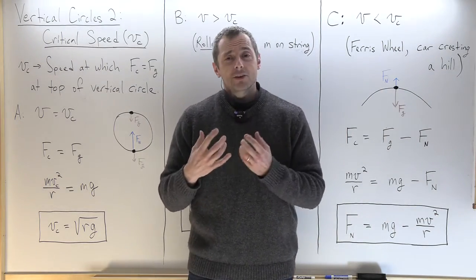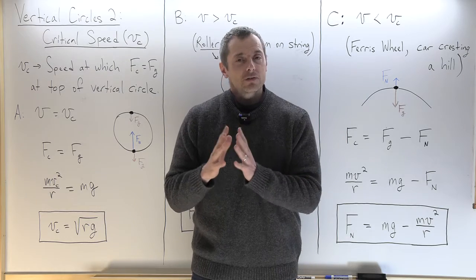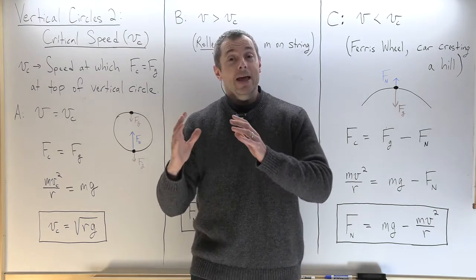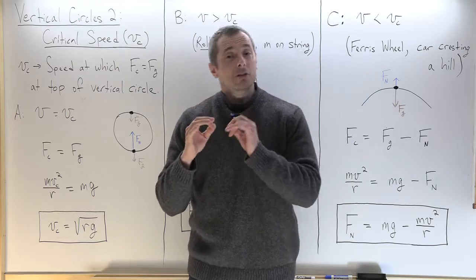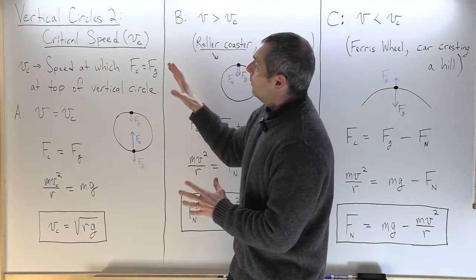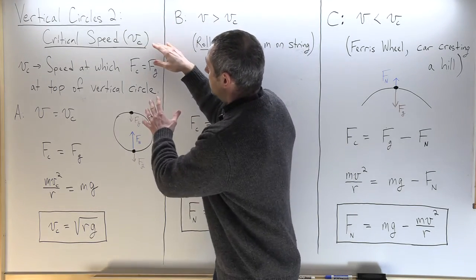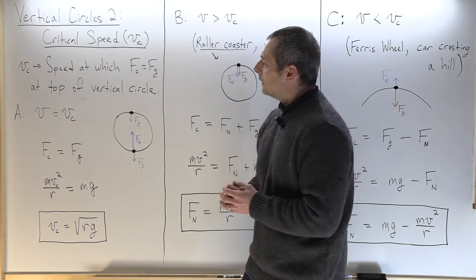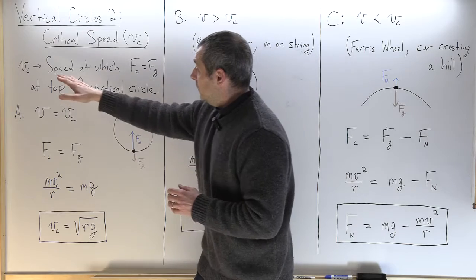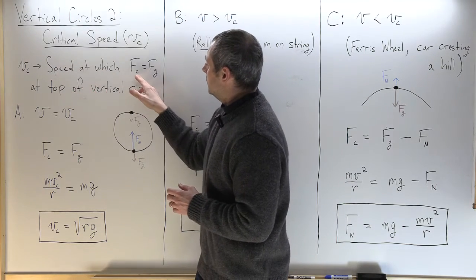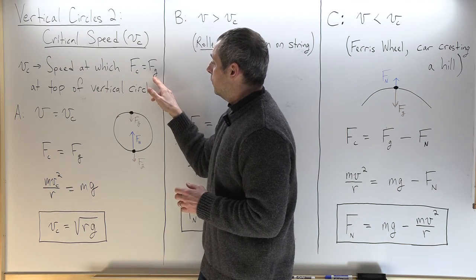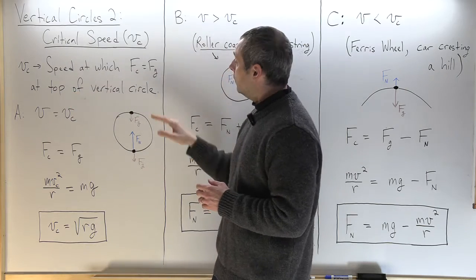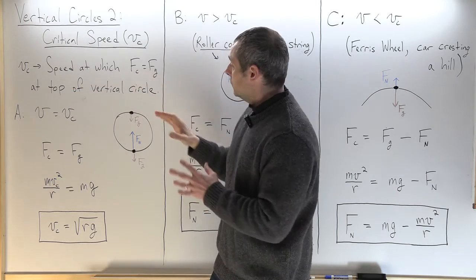But now let's look at forces, the way we're going to solve for that critical speed, that minimum speed I need at the top to maintain the circular orbit. So here are our notes: vertical circles 2, critical speed, which we give a symbol of V with a subscript C for critical. So the definition, V critical, is the speed at which the centripetal force equals the force of gravity at the top of a vertical circle. I'll say a little bit more about the meaning of this in a second.